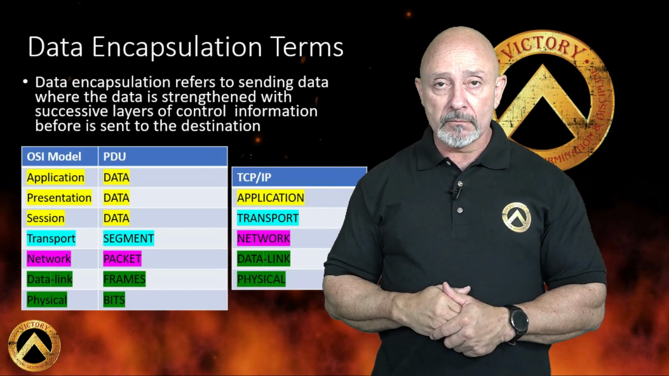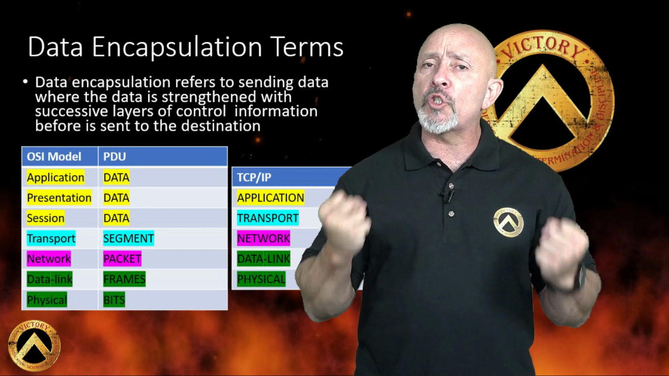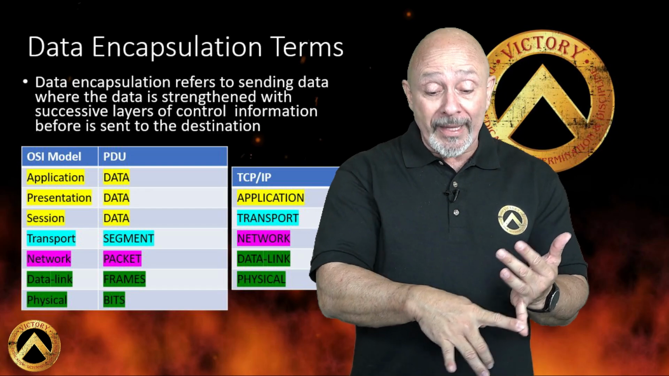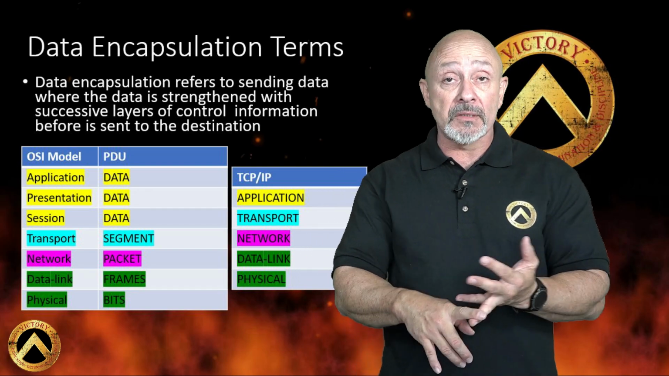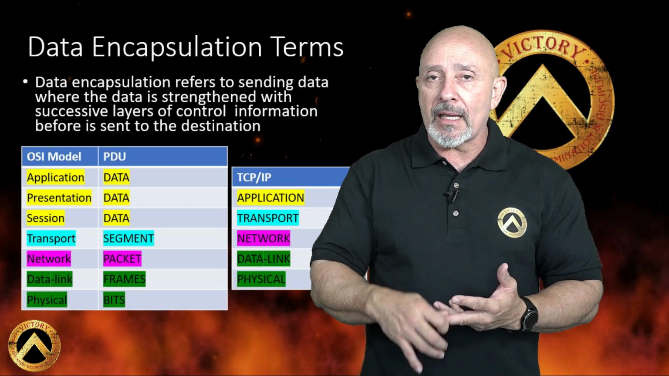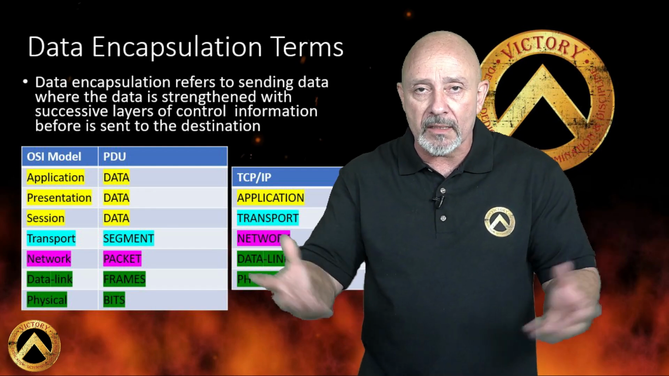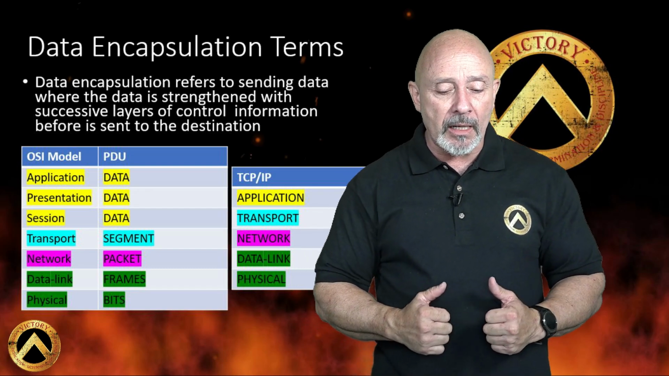Now, if you look at the OSI model first, the encapsulation for the upper three layers is data, meaning it really hasn't broken it down yet. It's still one big chunk of data coming down. Now, are you doing HTTP? Are you dealing with the presentation layer? Is this EBCDIC? Is this ASCII? Is this JPEGs? The format, the encryption, that's what the presentation layer deals with.